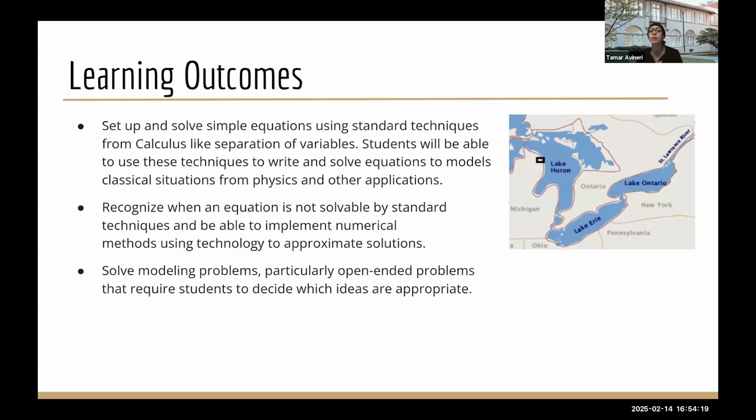Students will be able to use these techniques to write and solve equations that model classical situations from physics and other applications. Recognize when an equation is not solvable by those standard techniques, and be able to implement numerical methods using technology to approximate solutions. I think it's something, especially this third point, solving modeling problems, particularly open-ended ones, especially for students who have not had a lot of experience in that.